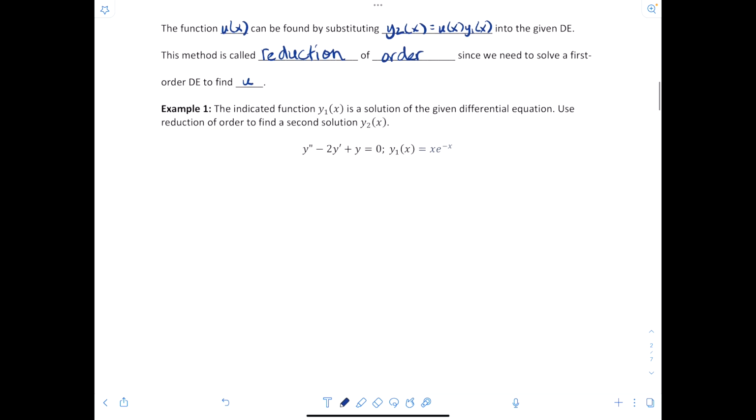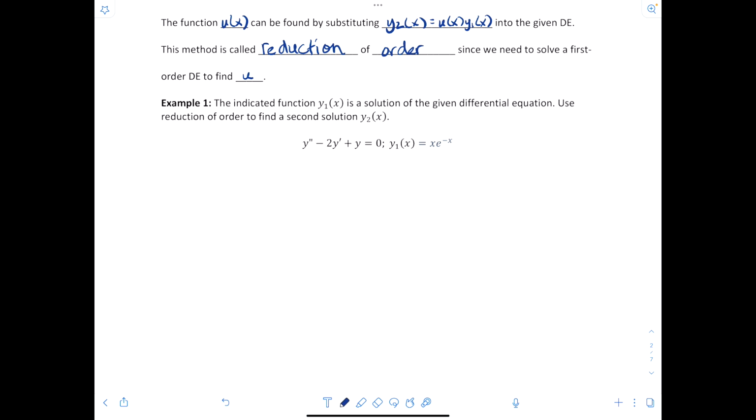So let's check out our first example. The indicated function y1(x) is a solution of the given differential equation. Use reduction of order to find a second solution y2(x). All right, so let's crunch out some derivatives, do a little bit of algebra, and scope out what we have.